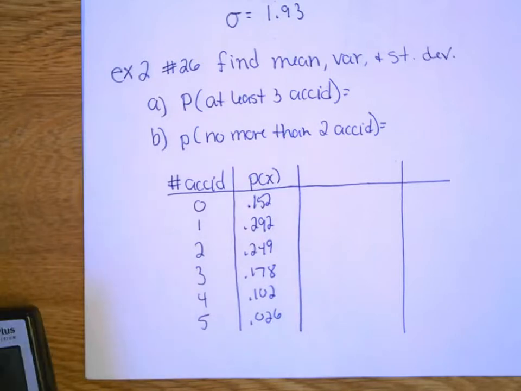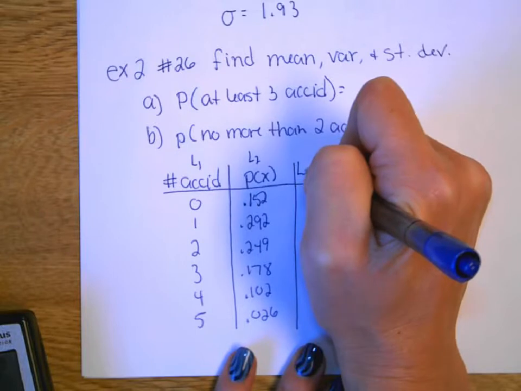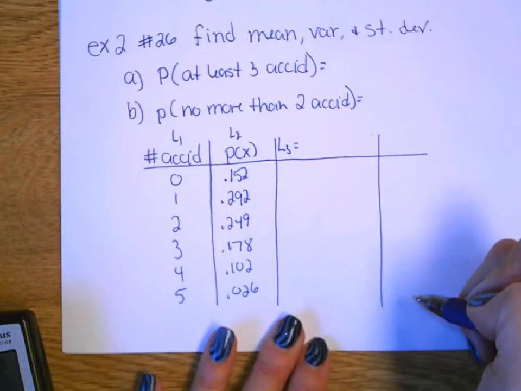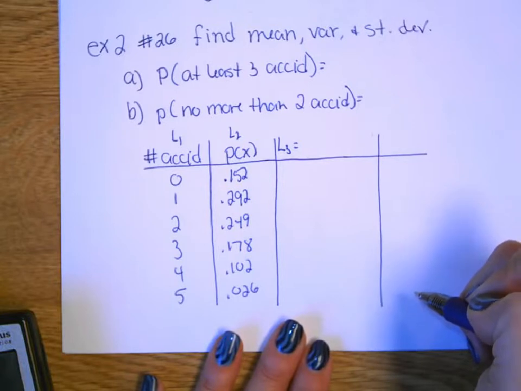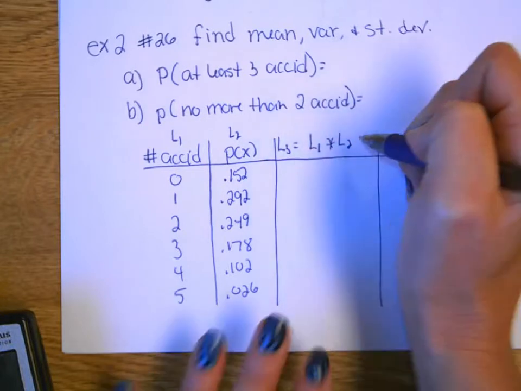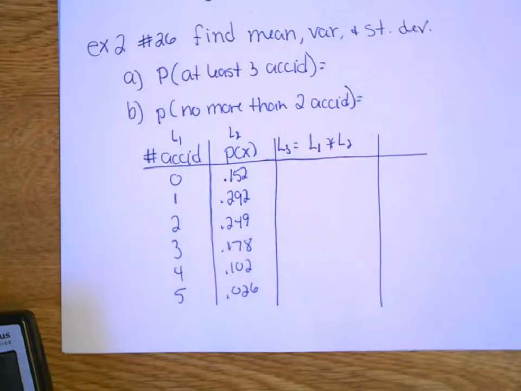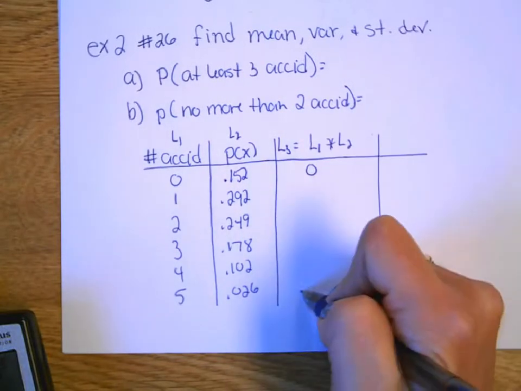So our goal is to find the mean first. If you need to look back at the formula, this is L1, this is L2, what am I going to tell L3 to do? You're going to tell it to times L1 and L2 together. So I'll go up to the top. L1 times L2, obviously 0 here. And at the bottom, 0.13.